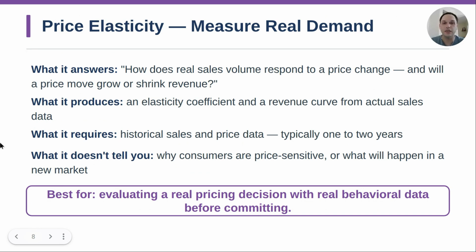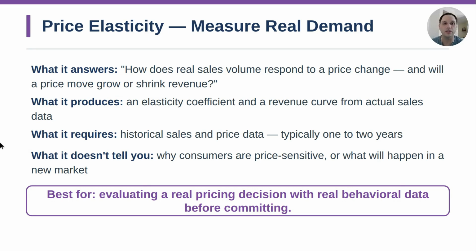Price elasticity is where the analysis shifts from survey-based to behavioral, from what people say they do to what they actually do. It uses historic sales and price data to calculate how much demand changes when price changes. A price elasticity of minus 1.5 means a 10% price increase produces a 15% volume decline. Multiply through and you know whether a price move will grow or shrink total revenue.